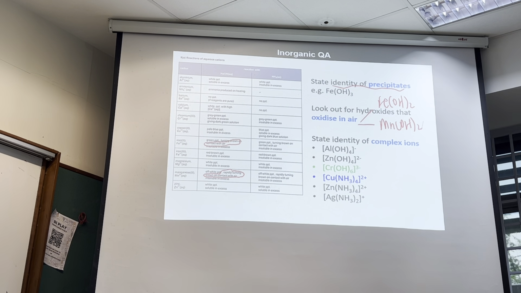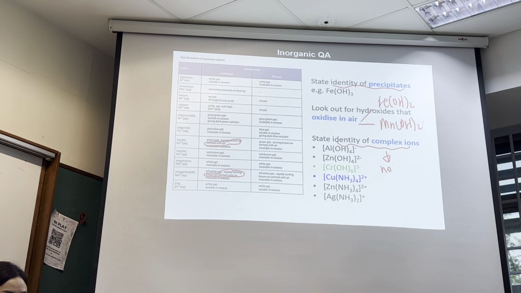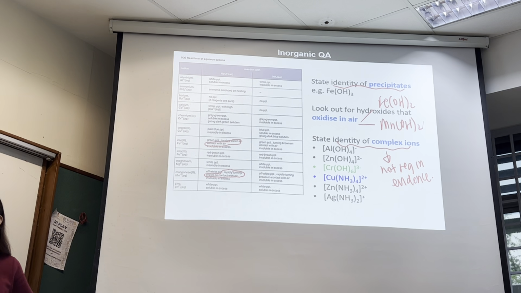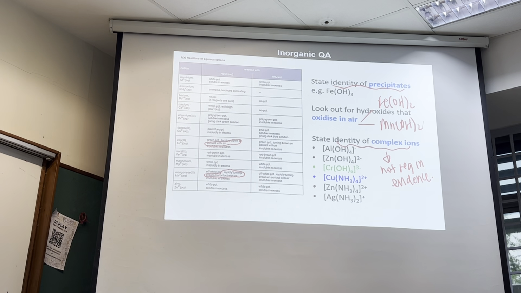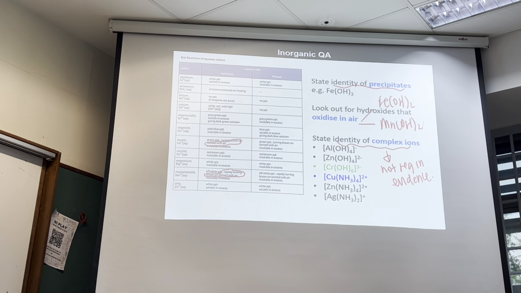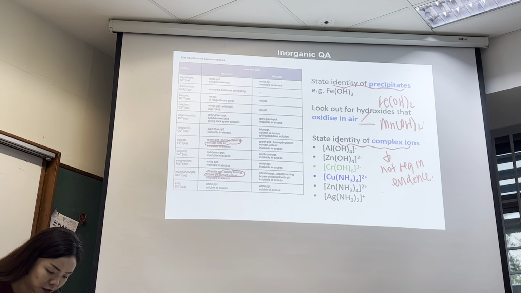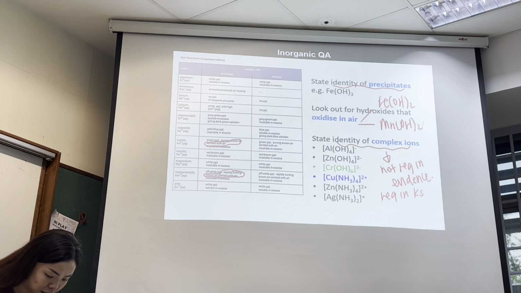Identity of complexes, sorry, I'm going to annotate here. Not required in evidence. I don't need you to state this in the evidence. It's more for, for example, the Ksp explanation. So why does your precipitate dissolve? When you write the equation, naturally you need the complex identity. Required in Ksp equations and explanation.